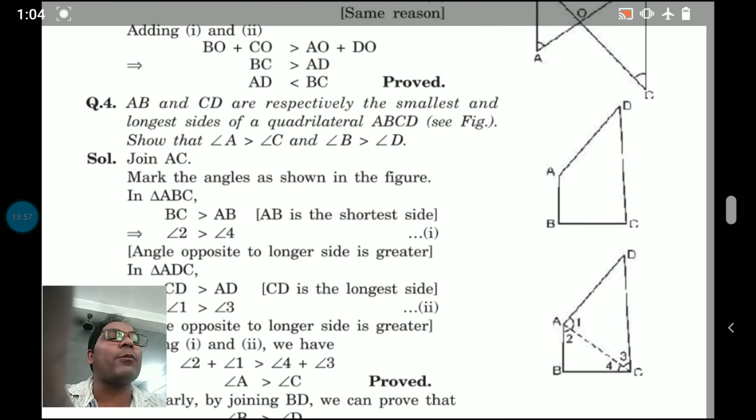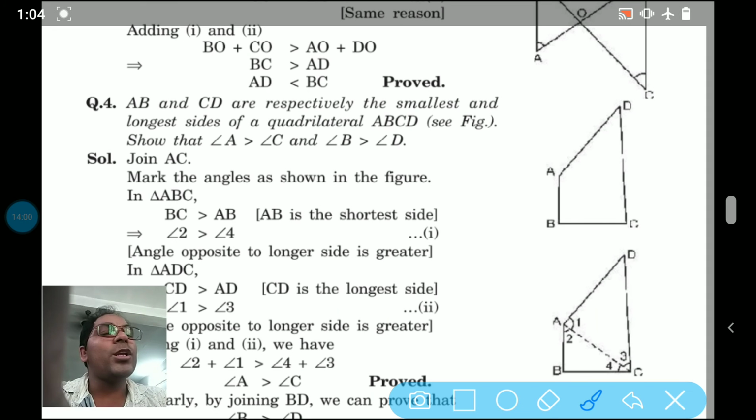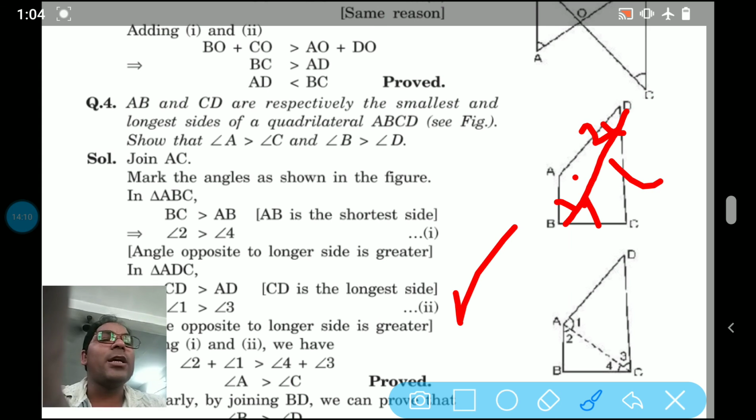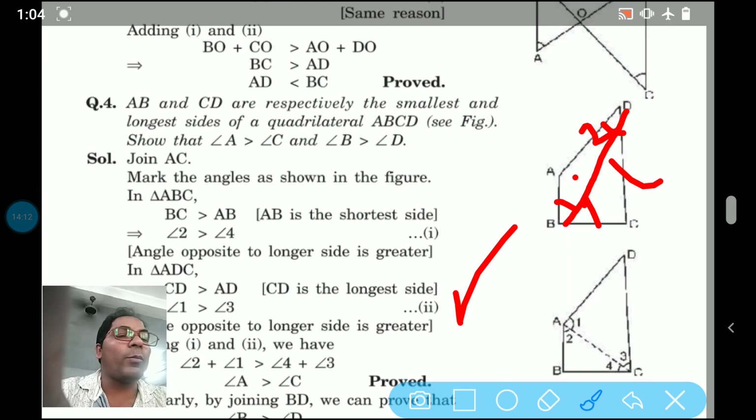Now in this triangle I am going to explain. Here you can see in this triangle, join BD, B to D. And now you can give the names angle 1, angle 2, angle 3 and angle 4 like this, and then you can use the same property. So the second proof will come.